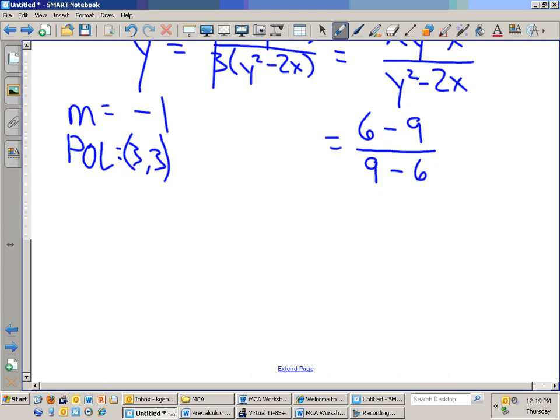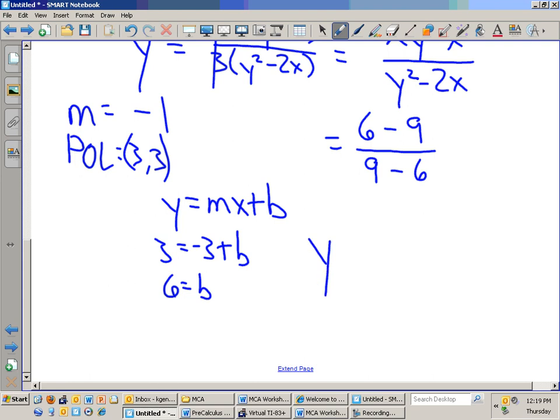Remember how long it took us to first try to do this stuff. So now it's just simply we write an equation for a line. y equals mx plus b. So 3 equals negative 3 plus b. 6 is equal to b.